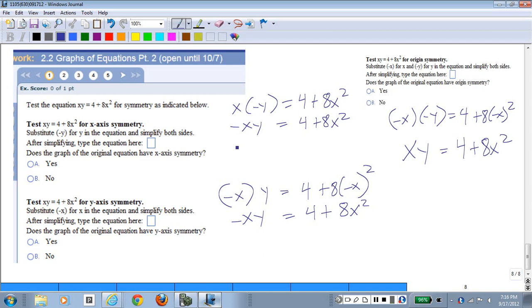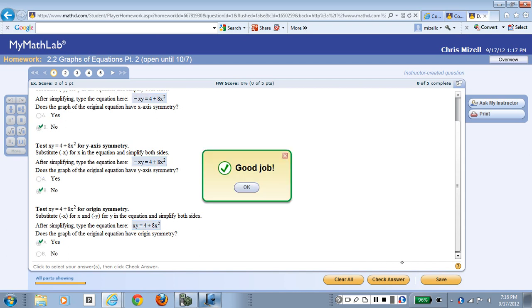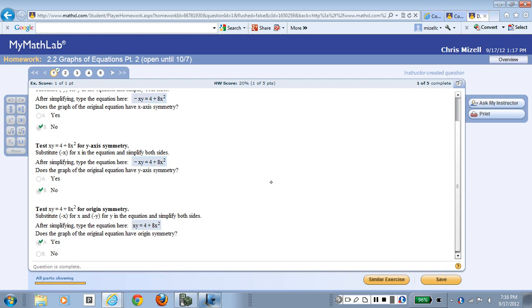So it's a no there, it's a no there, but it's a yes there, and basically we need to type in a copy of the original equation there. xy equals 4 plus 8x squared, and that's a yes. There we go. So that's what was going on here.